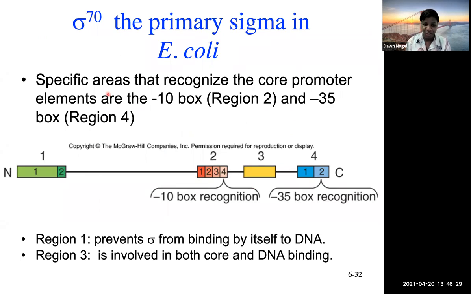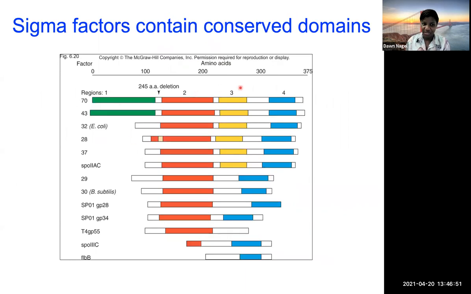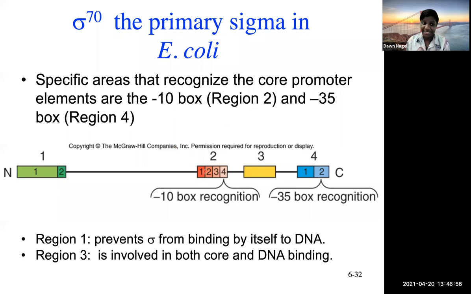This sigma factor, even though it's part of the RNA polymerase, recognizes regions within the promoter based on regions in the sigma factor. So you have regions 1, 2, 3, and 4, where region 2 recognizes the -10 and region 4 recognizes the -35. And these are the regions that are present here, right? Those are the regions that recognize the DNA sequence in that promoter, okay?